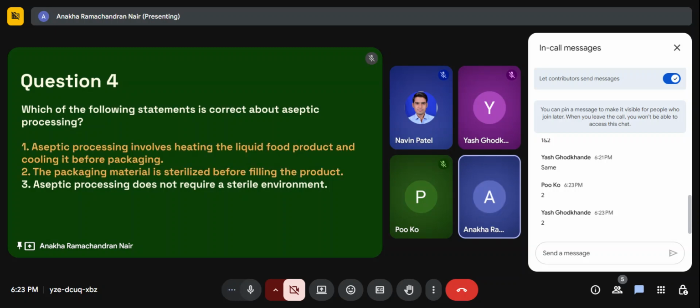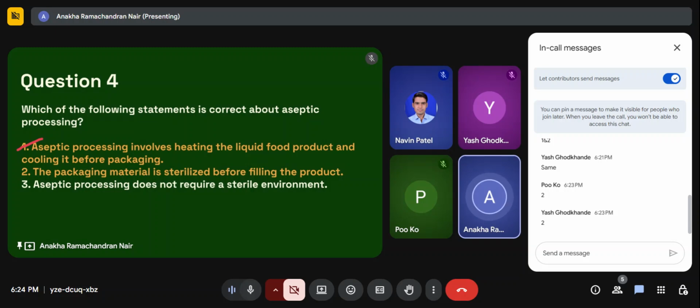You need to sterilize the packaging material also before you fill the product, and aseptic processing involves heating the liquid food product and cooling it before packaging, like pasteurization. So you will heat the milk to a certain degree for a few seconds or a few minutes, depending on the heat that you're applying, and you will allow that product to cool down. And then you will pour it into packaging material which is pre-sterilized. In that way, your product is sterilized and your packaging material is also sterilized to some extent, and that will decrease the amount of spoilage that can take place and increase the shelf life.